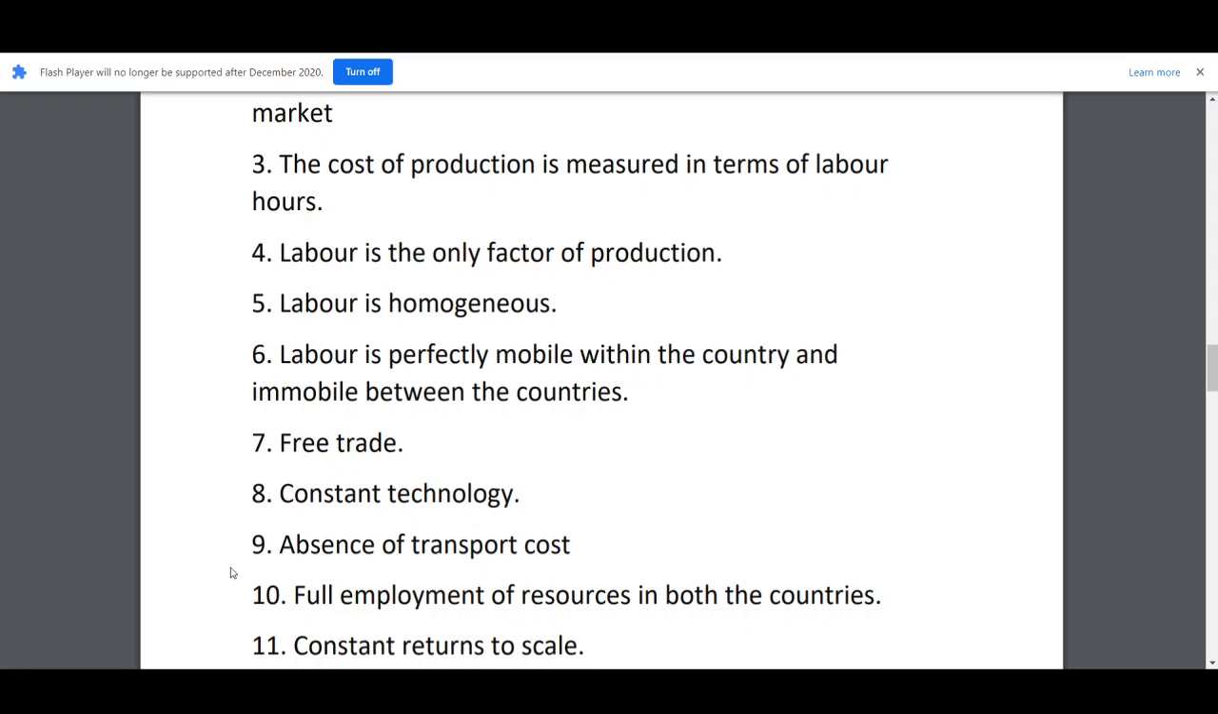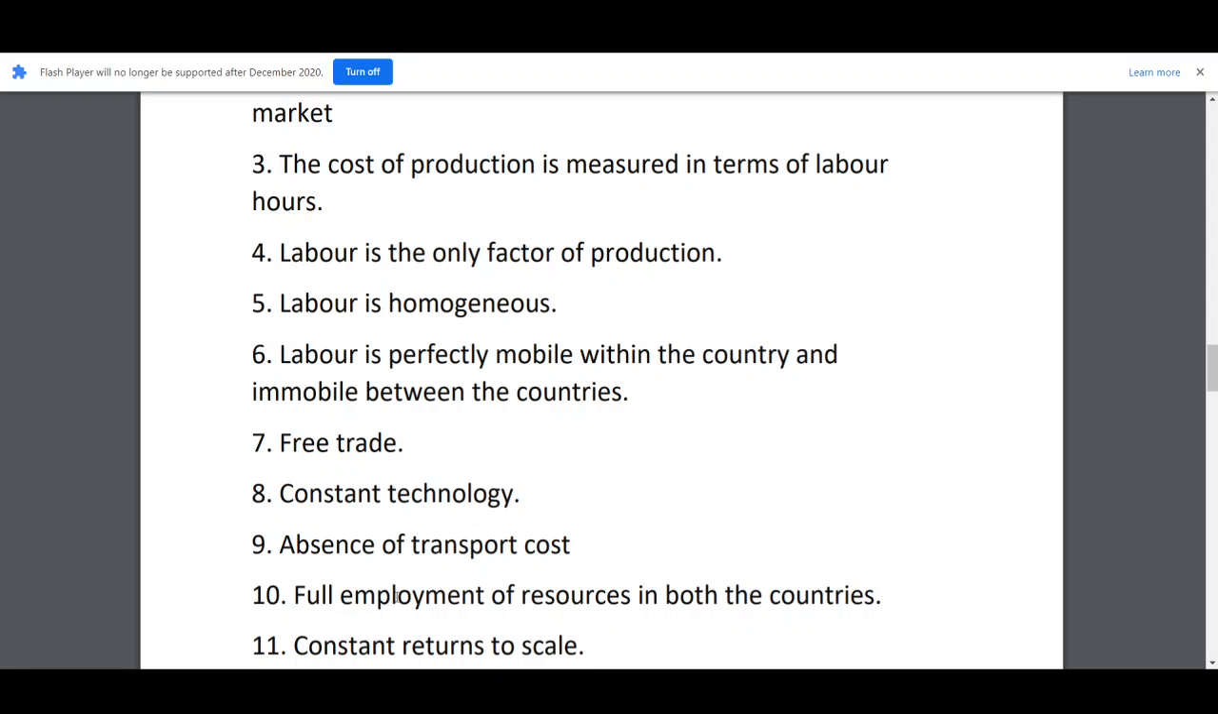Now, the ninth assumption is the absence of transport cost. He is not giving any importance to transport cost. Now, the tenth point is full employment of resources in both countries.